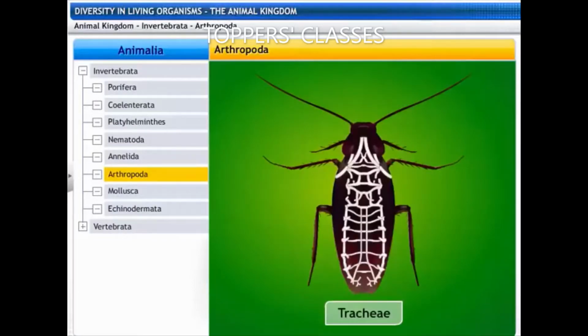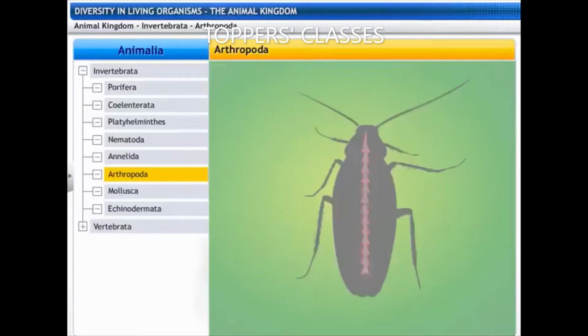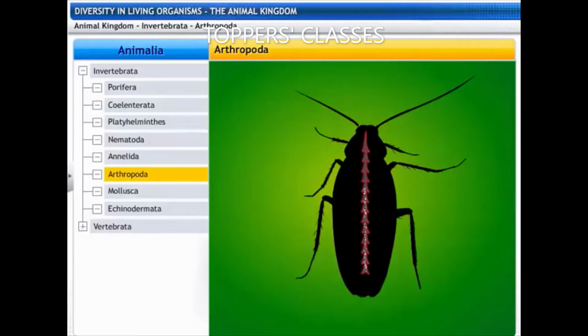These insects breathe through their tracheae. Their circulatory system is open, so the blood does not flow through blood vessels. The coelomic cavity is filled with blood.